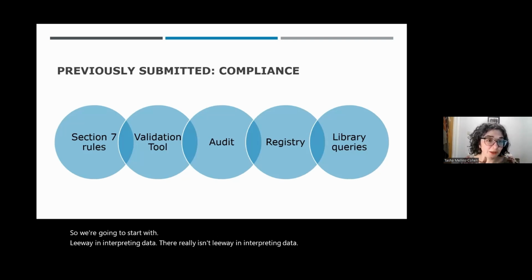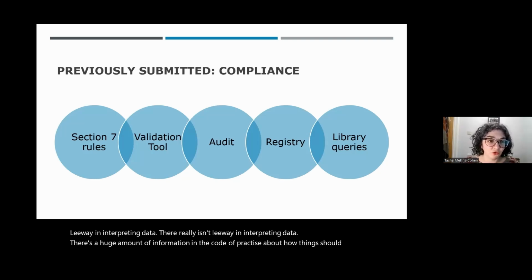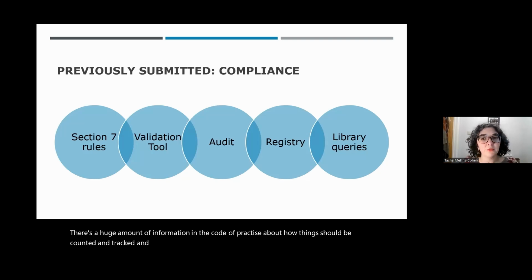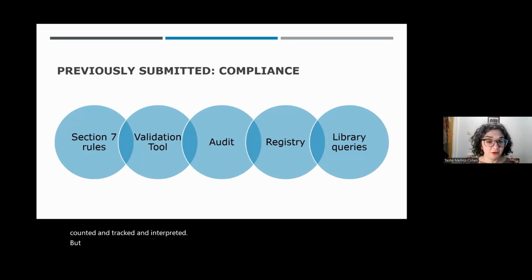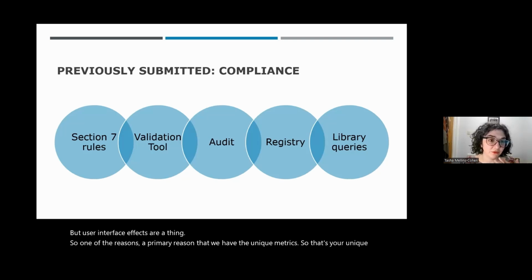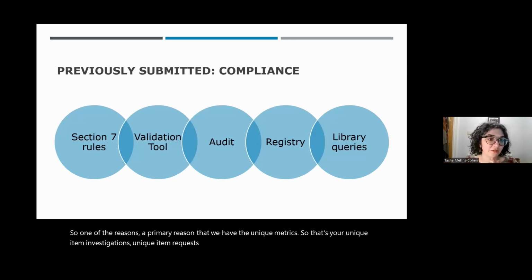There's a huge amount of information in the Code of Practice about how things should be counted and tracked and interpreted. But user interface effects are a thing. So a primary reason that we have the unique metrics, so that's your unique item investigations, unique item requests, and unique title requests, is that they massively reduce the impact of user interface effects.